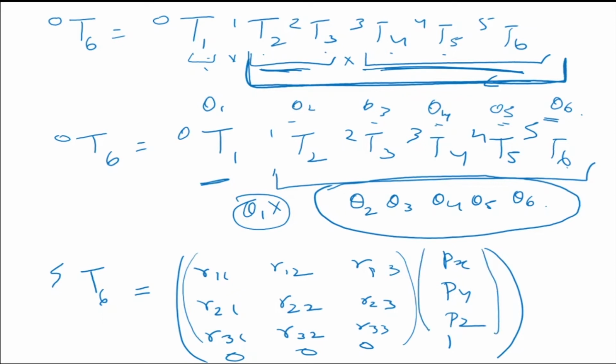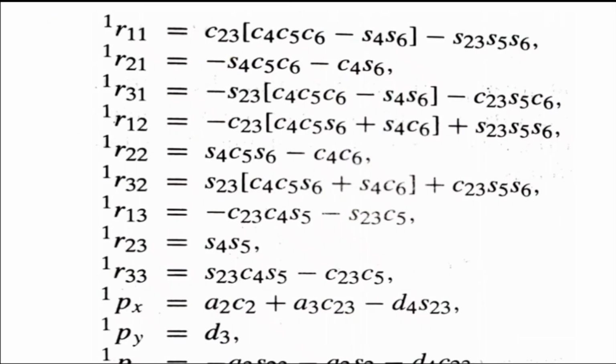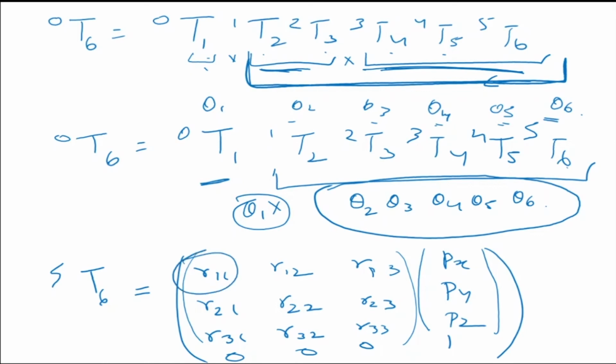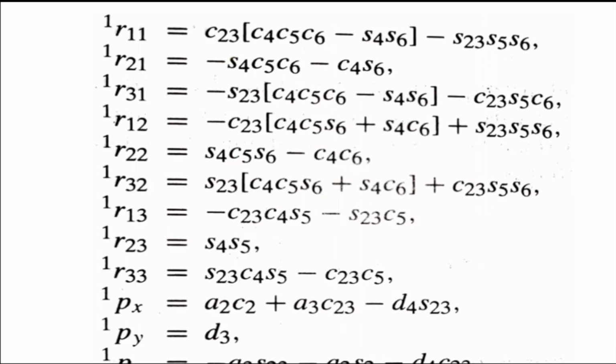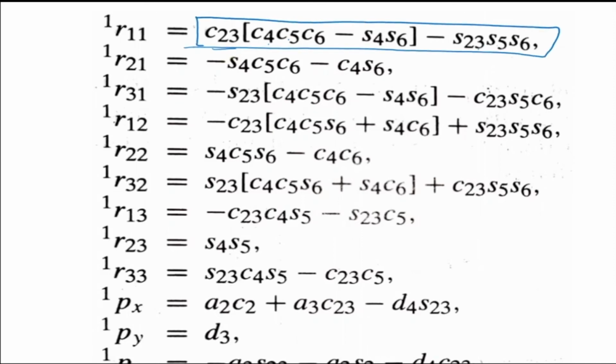So when you multiply it out, what we do get is these terms. So R11 in the previous case, this is my R11. What is R11 equal to? R11 is equal to cos(theta 2 plus theta 3) into cos theta 4 into cos theta 5 into cos theta 6, minus sine theta 4 into sine theta 6, minus sine(theta 2 plus theta 3) into sine theta 5 into sine theta 6. So you can see that this is quite a cumbersome expression.